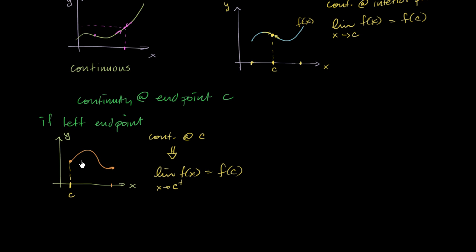And we see over here, it is indeed the case, as x approaches c, our function is approaching this point right over here, which is the exact same thing as f of c. So we are continuous at that point. What's an example where we would not be continuous at an endpoint? Well, I can imagine a graph that looks something like this. So here's our interval.